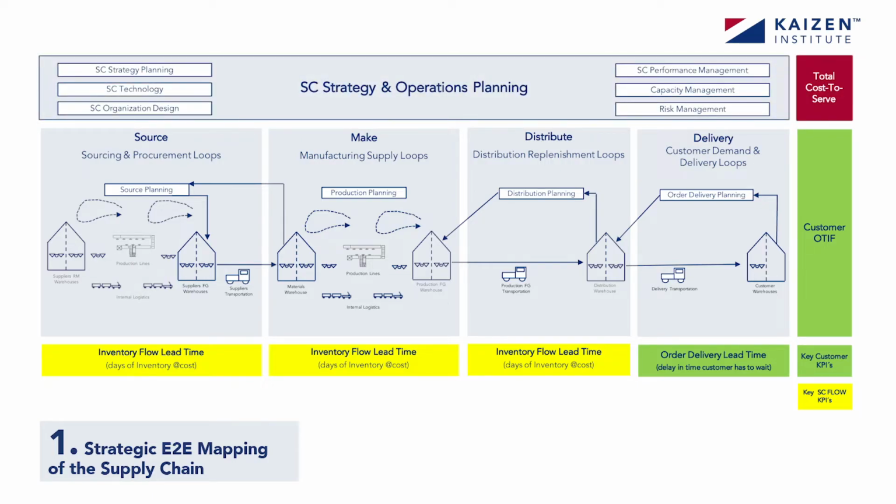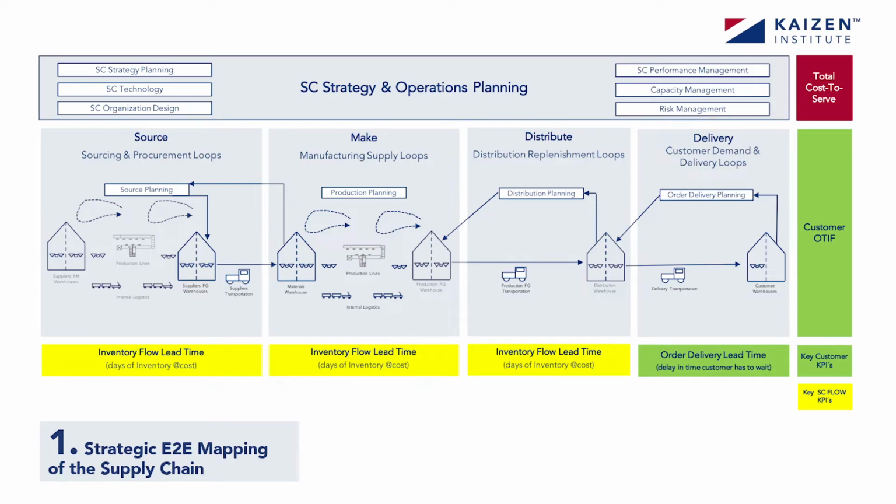So in yellow, you see the flow lead times. Usually we measure that as days of inventory at cost of the inventory. But our goal is to improve the green ones, the customer KPIs that are affected by the supply chain. And of course, on top of that, you have the command and control of the supply chain that we call supply chain strategy and operations plan.